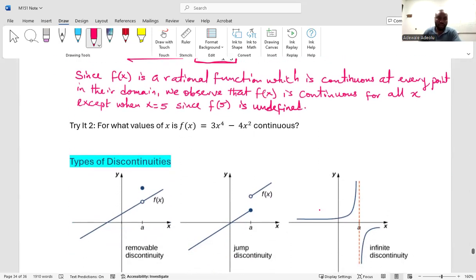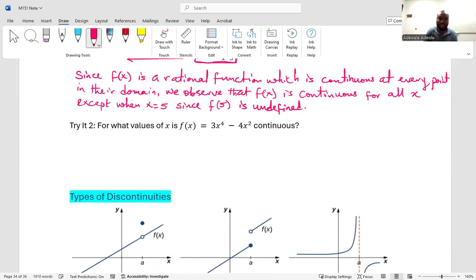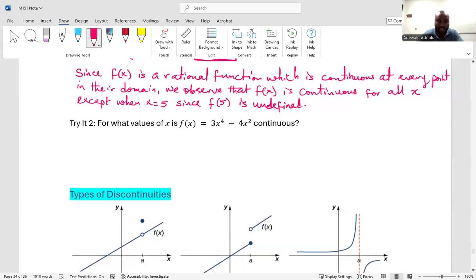So I will also leave you with this. Pause this video and do try it too. For what values of x is f of x equals 3x raised to power 4 minus 4x raised to power 2 continuous? That should be pretty easy for you.